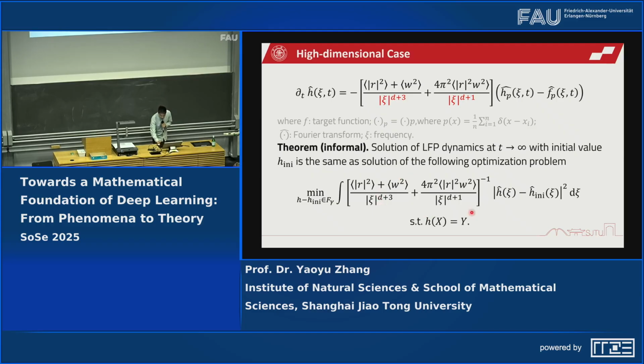Okay, so that is the formal theorem. But now we use this equivalence relation to look at the initialization impact. You can see, if I have some initial output function, since I randomly initialize all the parameters, initially there's an output function.